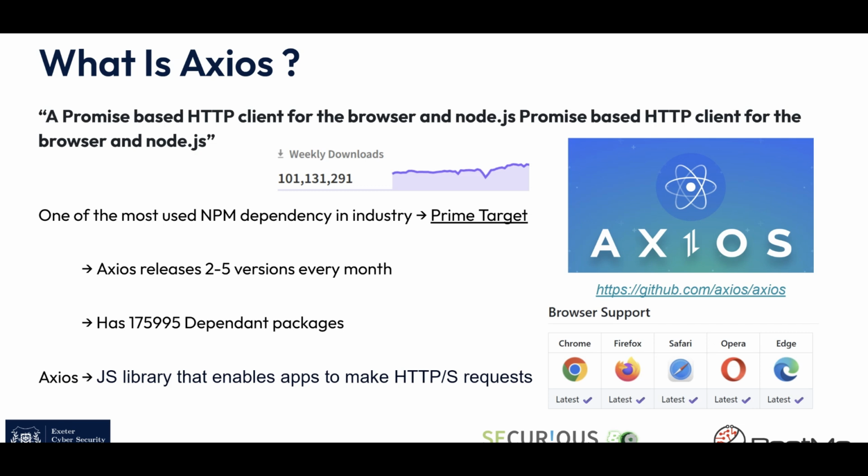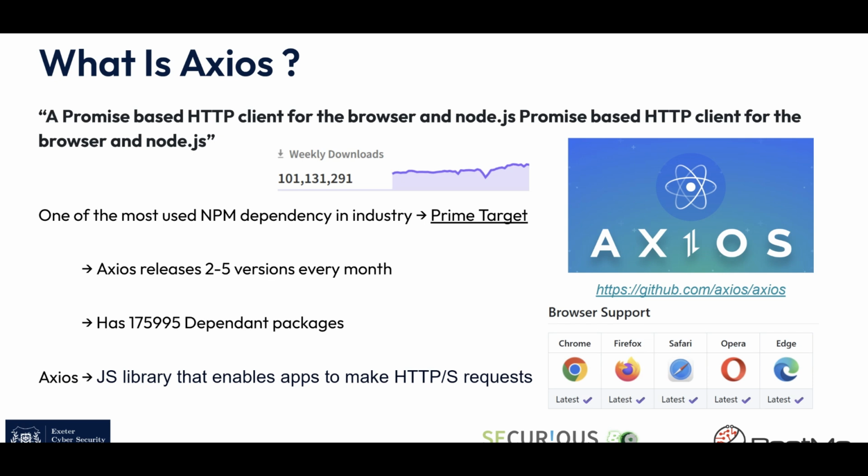So what is Axios? Axios is a promise-based HTTP client for browser and Node.js. I don't know why it's written twice, sorry about that. But what you need to remember for this slide mostly is that there are 101 million downloads per week. Isn't that crazy? 101 million downloads a week. I do not notice the numbers, so I might be saying something that is not correct.